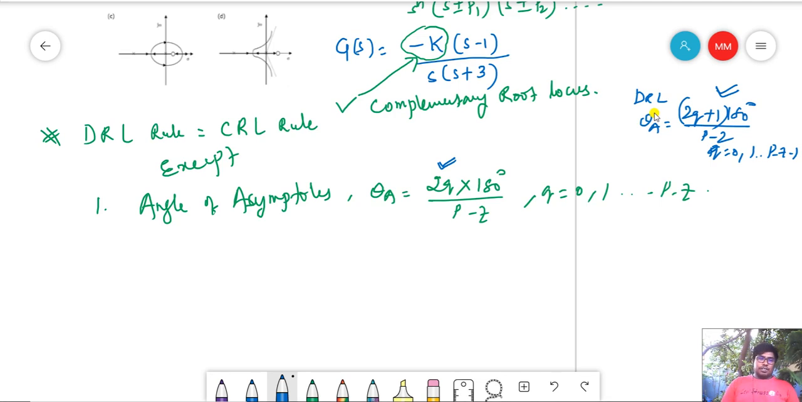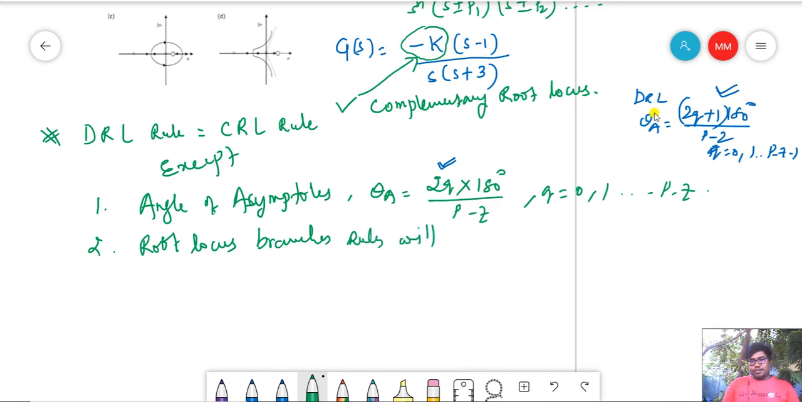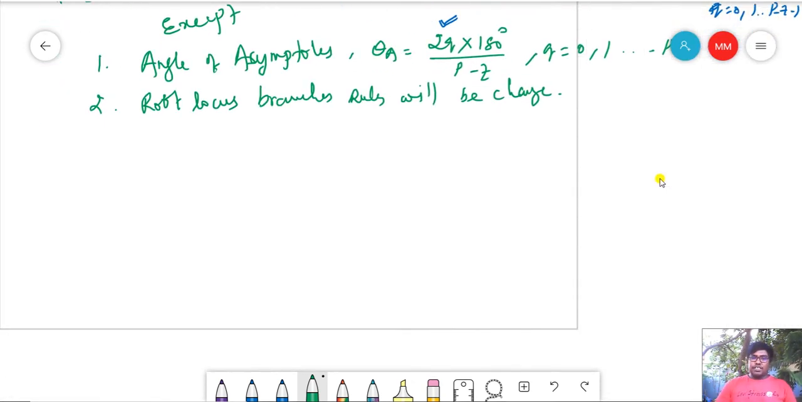Now the second condition: the root locus branches rules will be changed. The branches rule will be changed.